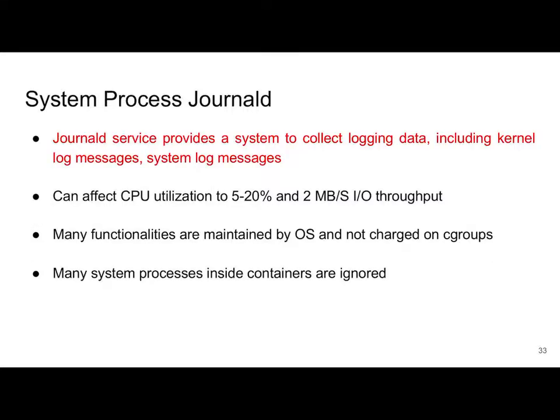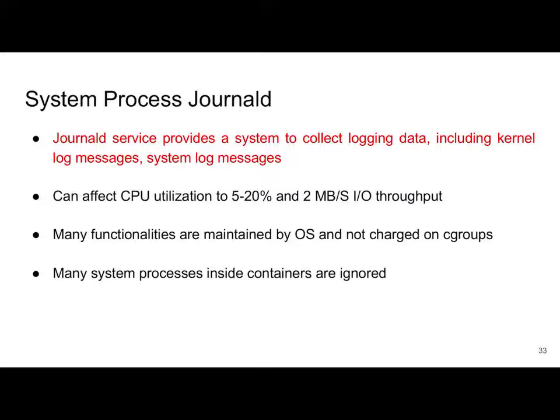Journal services provide a system to collect logging data, including kernel log messages and system log messages. These are the services of a kernel. So whenever a system switches a user, or from a container to a kernel system or something like that, these are logged by journal services. This can also affect CPU utilization by 5 to 20% and input output throughput up to 2 megabytes per second, which is not charged to the cgroups.